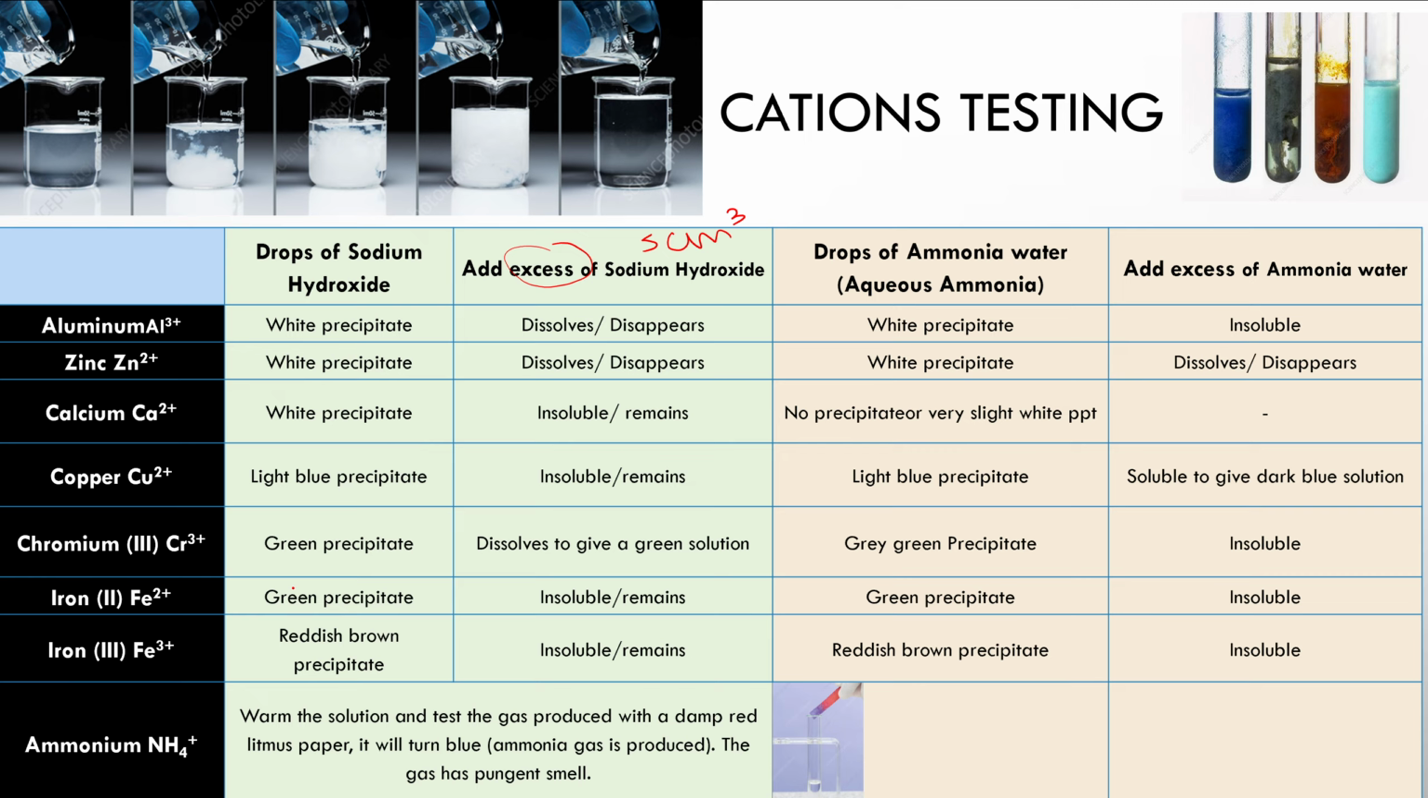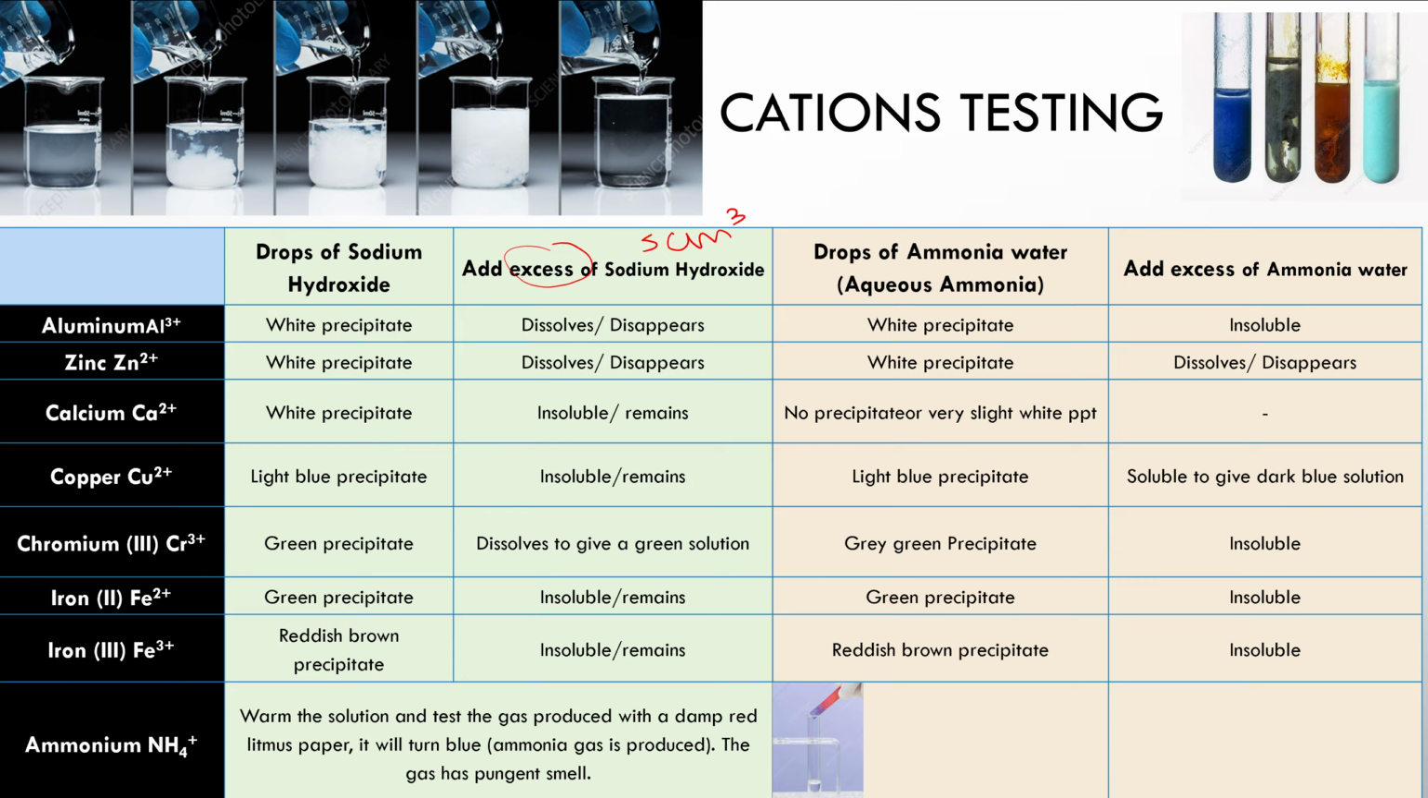Chromium 3 and iron 2 both are going to give me a green precipitate with drops of sodium hydroxide. We can differentiate between them by adding excess sodium hydroxide because chromium 3, the green precipitate, will dissolve to give me a green solution. Iron 2, on the other hand, is a green precipitate which will remain and is insoluble upon excess. Iron 3 is a red-brown precipitate, the color of rust. If you look here, this is the color of iron 3 precipitate. This is the color of chromium 3 precipitate. This is the color of copper 2 precipitate.